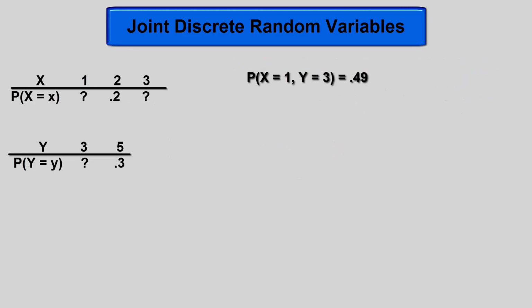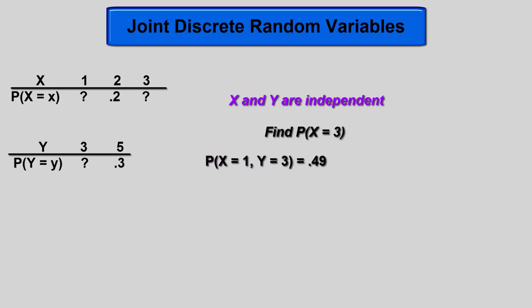Probability of x equals 1 and y equals 3 is 0.49, and x and y are independent. Find the probability that x equals 3. Due to independence, it must be true that the probability of x equals 1 times probability of y equals 3 is equal to 0.49. Probability of y equals 3 must be 0.7 because probabilities in a probability distribution add to 1. Substituting this into our equation helps determine that the probability of x equals 1 is also 0.7.